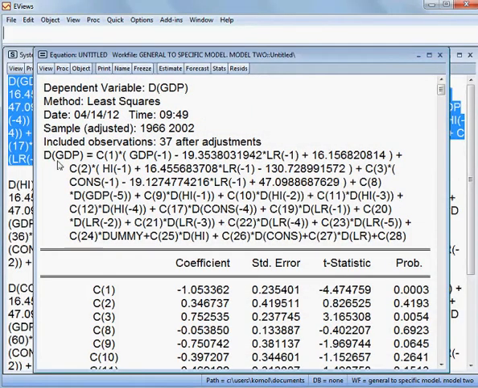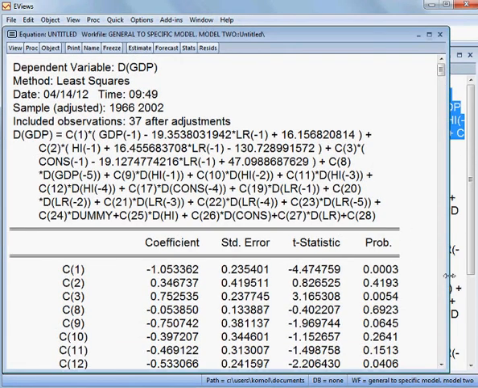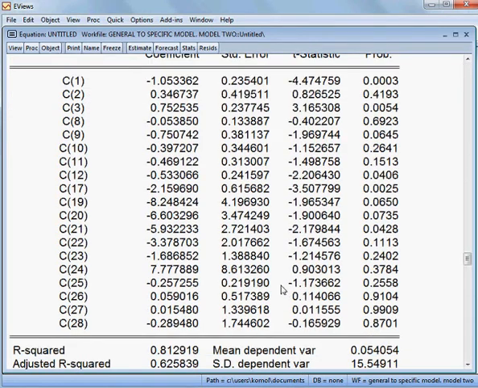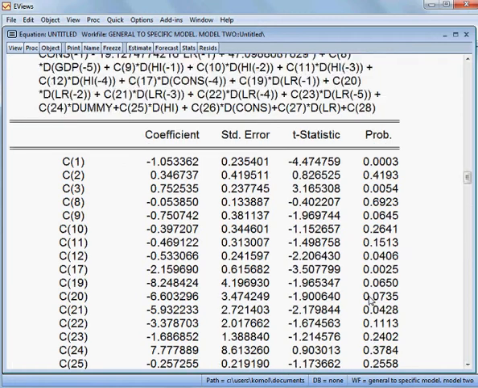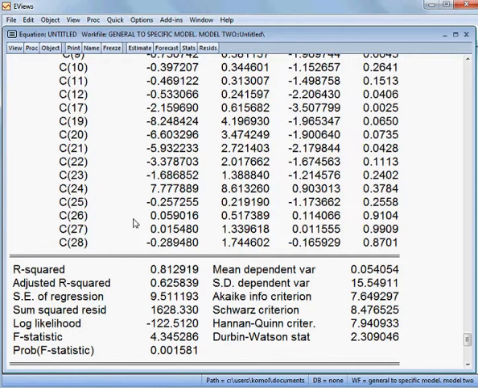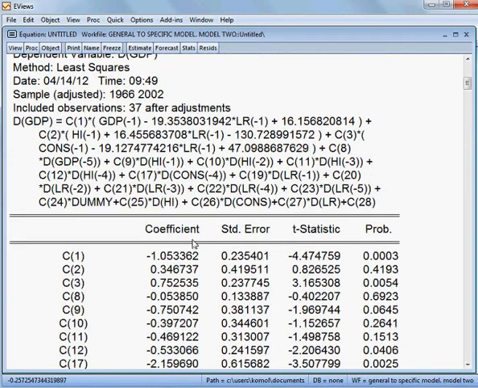This is the outcome of the model that you can see. I double check. Yes, this is the outcome of this model.